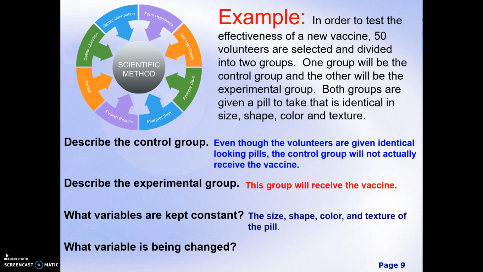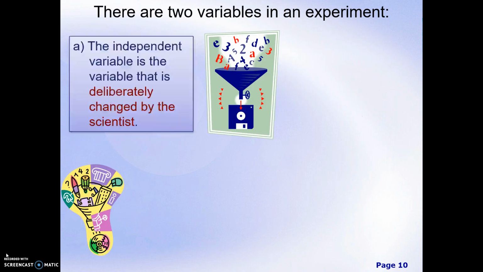So what is the variable being changed here? It's going to be whether you got the vaccine or not, depending on what group you were in. So we have 2 different variables in an experiment. So we have variables we change. We have a control group so far. We have the experimental group, which is the opposite of that. But there are 2 names for the variables. So an independent variable is the variable that we change on purpose.